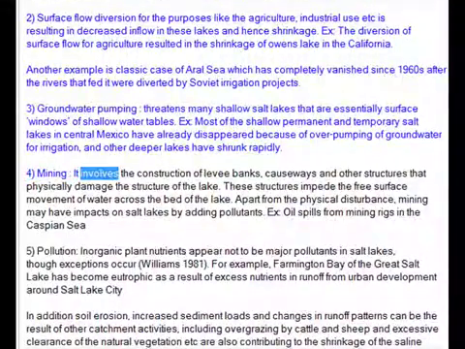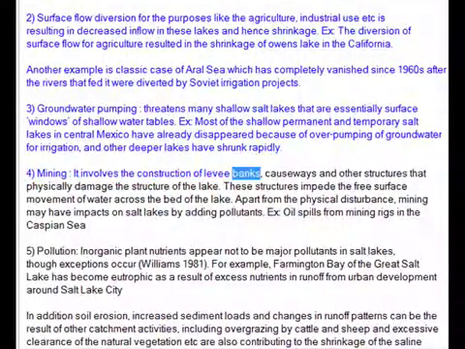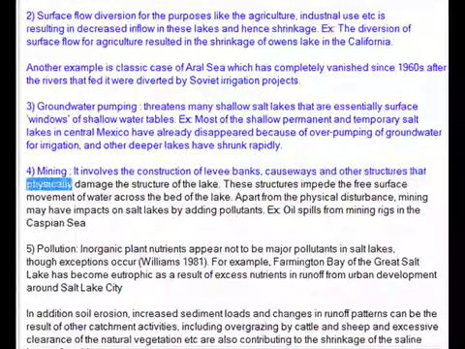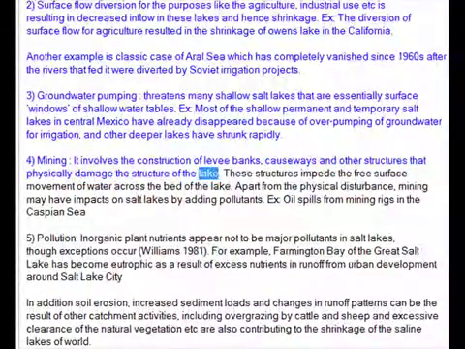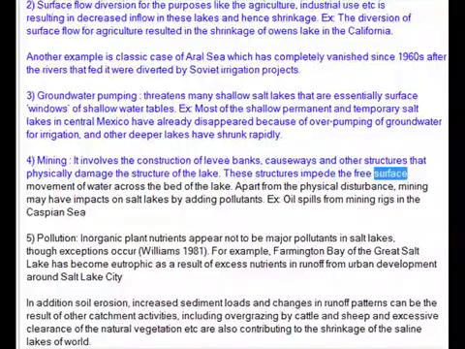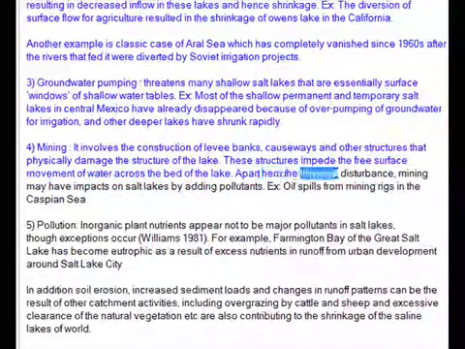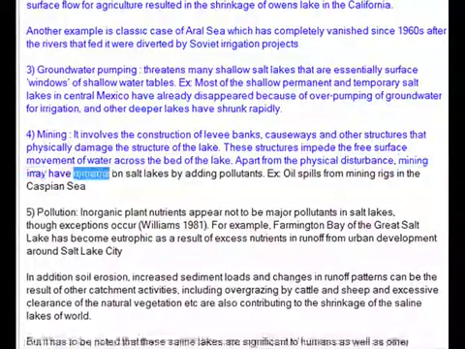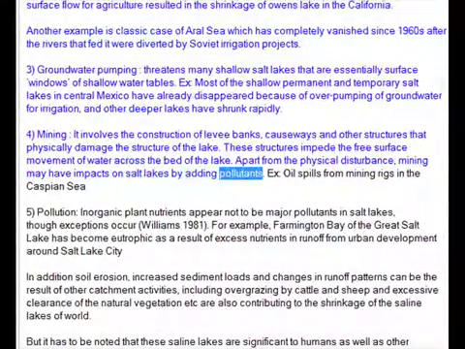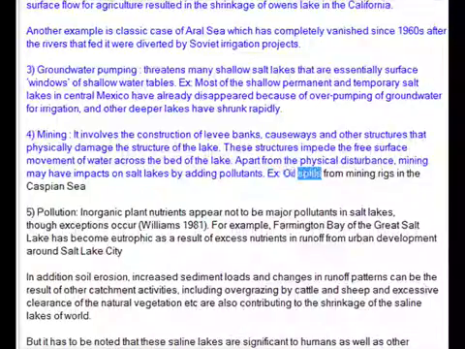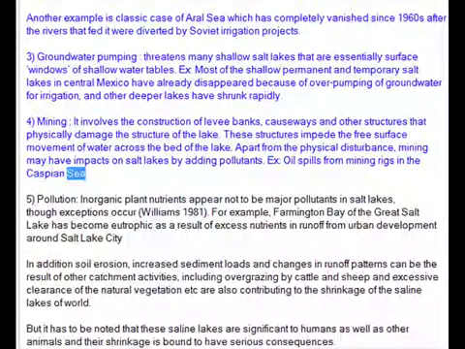4. Mining. It involves the construction of levee banks, causeways, and other structures that physically damage the structure of the lake. These structures impede the free surface movement of water across the bed of the lake. Apart from the physical disturbance, mining may have impacts on salt lakes by adding pollutants. E.g., oil spills from mining rigs in the Caspian Sea.